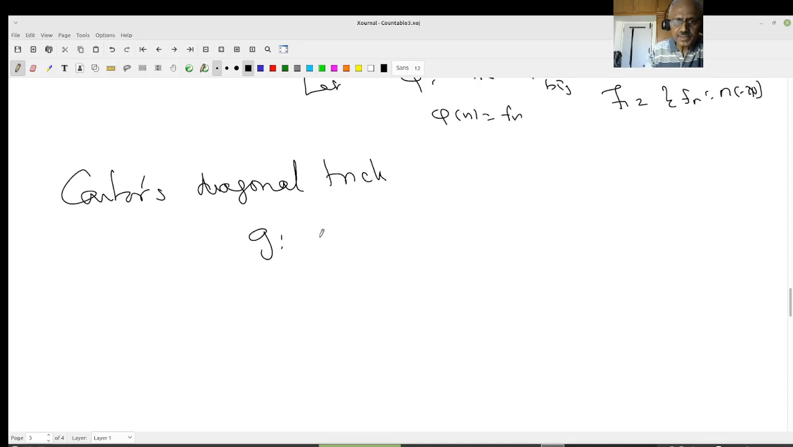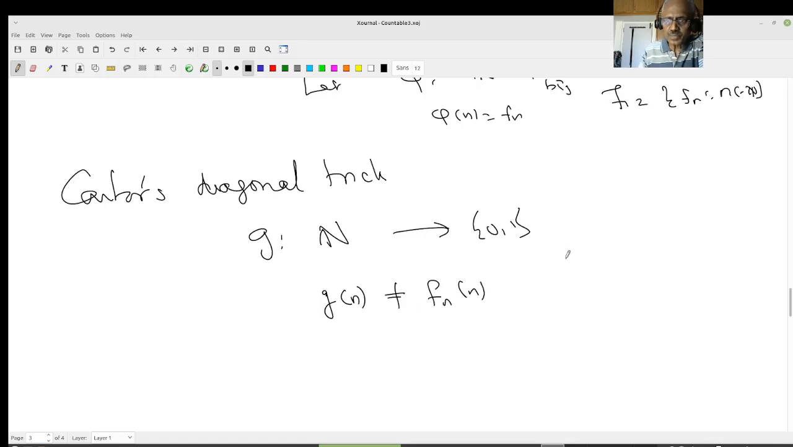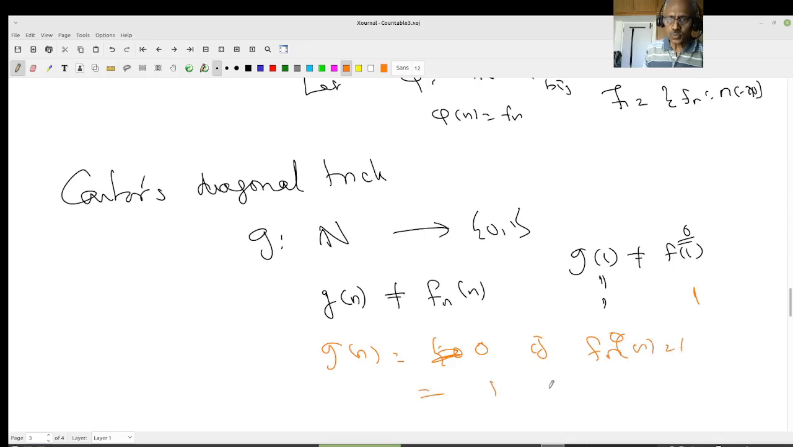So define a function g from the natural numbers to {0, 1} so that g of n is not equal to f_n at n. That is, g of 1 should not be equal to f_1 at 1. If f_1 at 1 is 0, then take g of 1 to be 1. If it is 1, take g of 1 to be 0. There are only two choices, and you have to define the other one. So g of n is equal to 0 if f_n at n is 1, and equal to 1 if f_n at n is 0. You understand this?